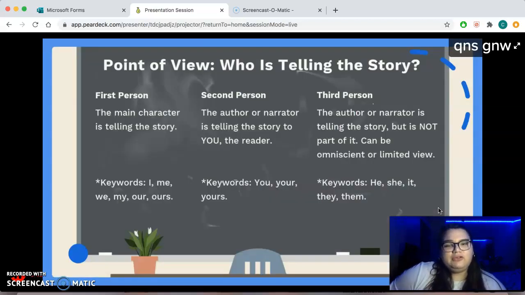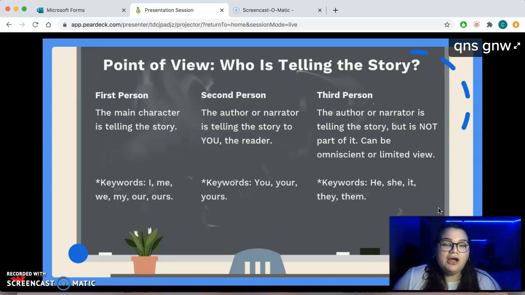And of course, we have point of view. We have first person, second person, and third person. First person means the main character is telling the story, right? When we think about Tobias in the Castle Diary, he is the main character. He is the person who's telling us the story. So the point of view would be first person. And the keywords that you usually get when it's the first person point of view are I, me, we, my, ours, our.